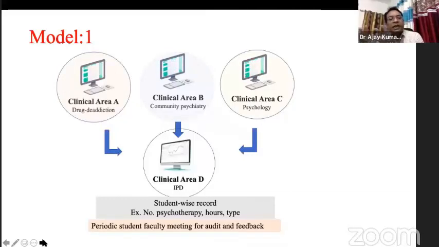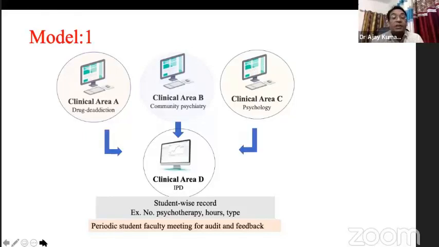Along with that, we can have academic data like number of seminars, number of journal clubs, that can also be maintained with the help of a senior resident or the faculty. And the same thing will be repeated when a student shifts from one clinical area to the other. Now, when we pool this data, we can analyze it and understand which area the student is lacking, and some kind of constructive feedback has to be provided to the student.